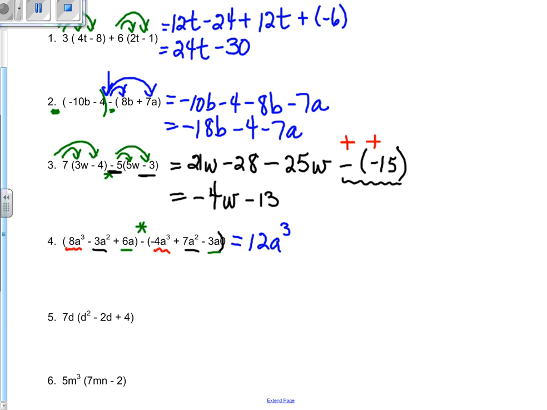Negative 3a squared, take away 7a squared is more negative, negative 10a squared. And my a's, I have 6 of them. Take away negative 3 of them is the same as 6 add positive 3 of them.